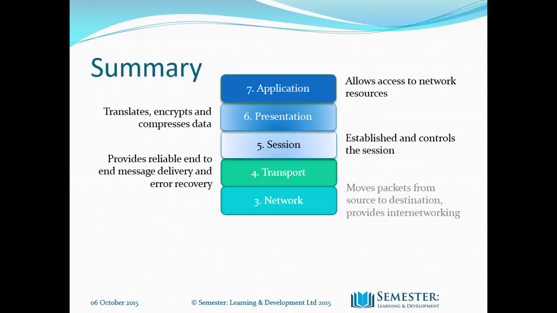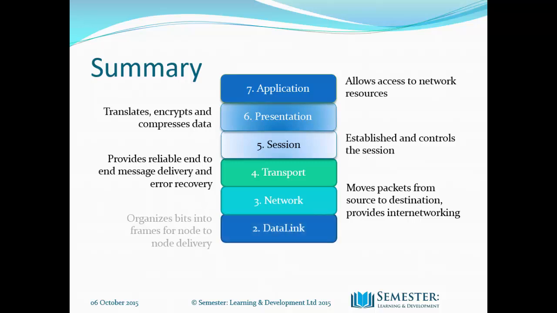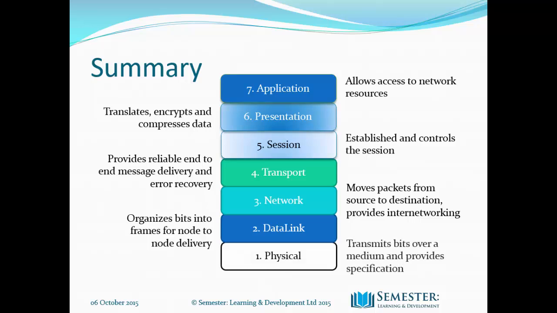The network layer moves packets from source to destination and provides internetworking. The data link layer organizes bits into frames for node-to-node delivery. And the physical layer transmits bits over a medium and provides a specification to do so.